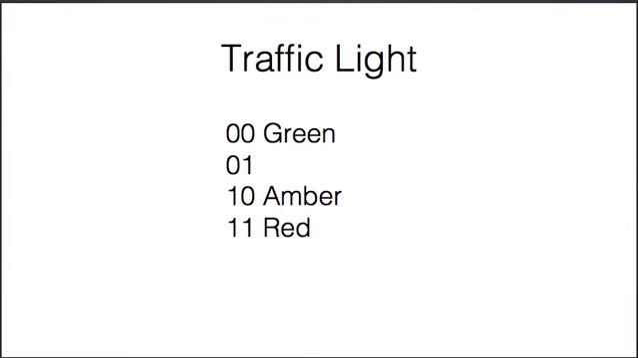Now, we do need 2 bits. We can't get away with just 1, because we could store green and one other thing. Maybe it could be green and red. Then we've no way to store amber. So we do need 2 bits to get this done. There's another way. 0, 0 could be red. 0, 1 could be nothing. 1, 0 could be amber. 1, 1 could be green. Whatever.